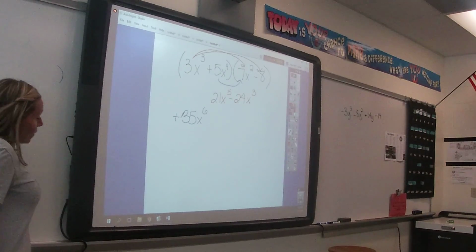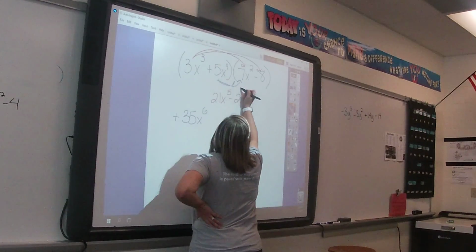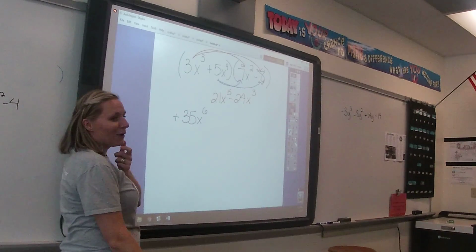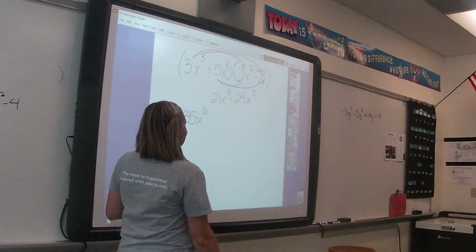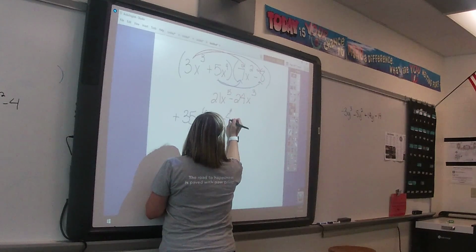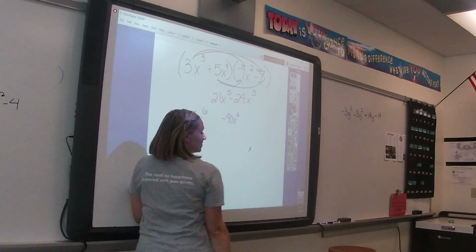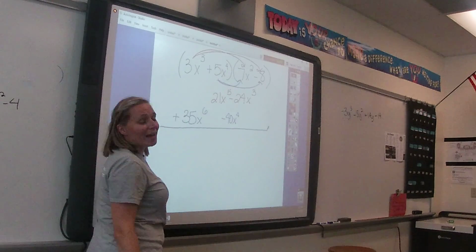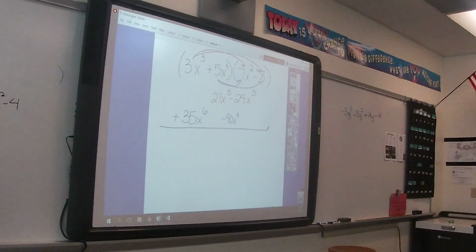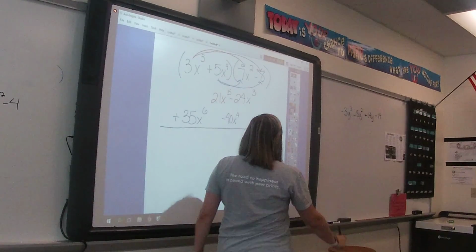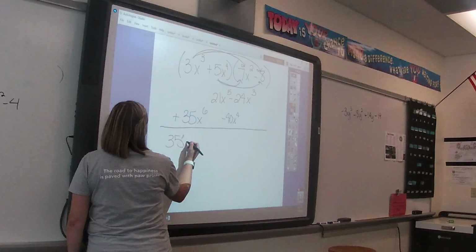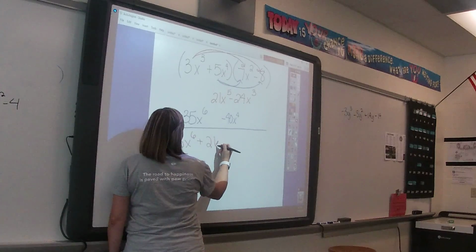And then what's our last one? Negative 40x to the 4th. Where should I put that? In between the 5th and the 4th. It needs to go in here. Yeah. So it's okay if we don't have any that match up. If there's nothing to combine, that's fine. But just like we were talking about with adding and subtracting, we still need to make sure that our final answer is in standard form.